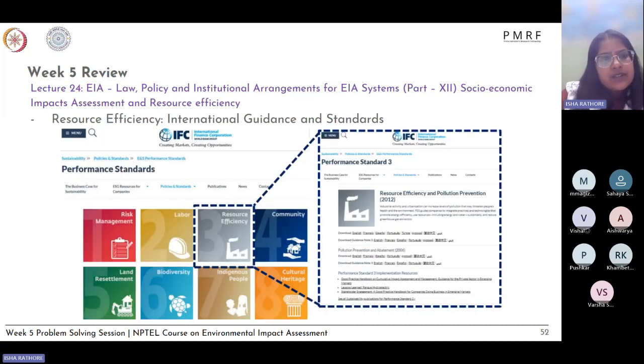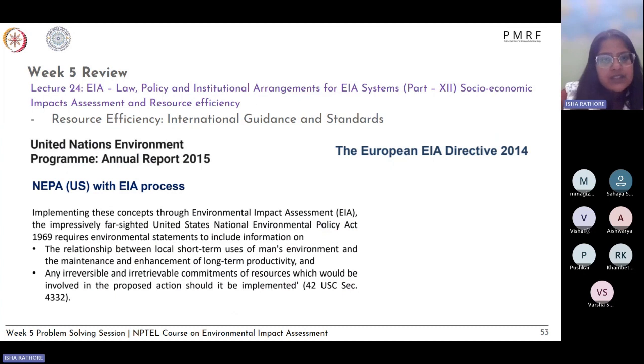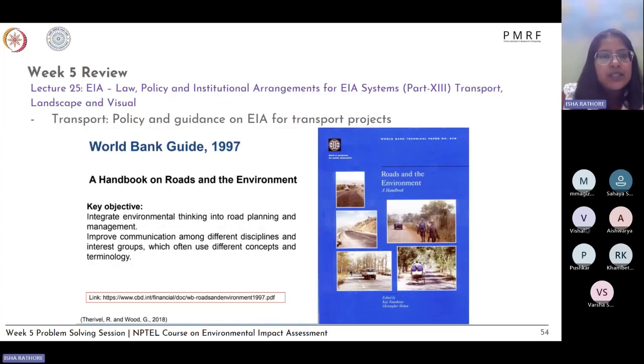Then we also have this module, which also covers resource efficiency. For resource efficiency, we look at the IFC's Performance Standard 3 on resource efficiency and pollution prevention. Other resources include the UNEP's annual reports, the NEPA process, and the European EIA directive. The last module looks at the EIA law, policy, and institutional arrangements for EIA systems.